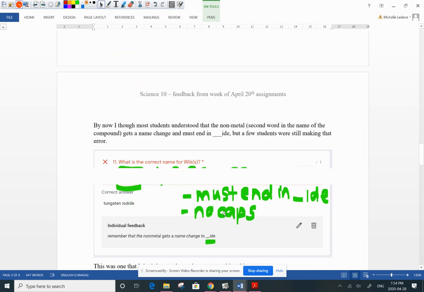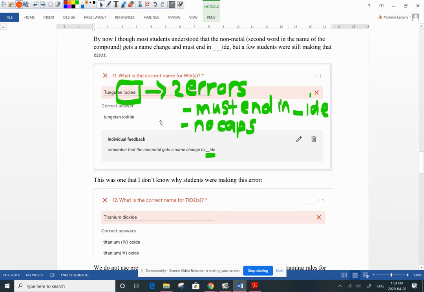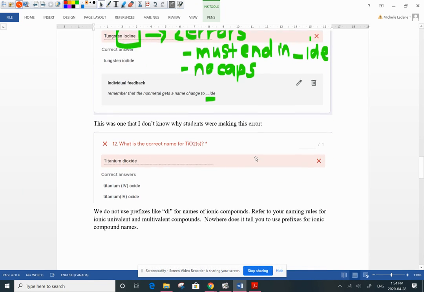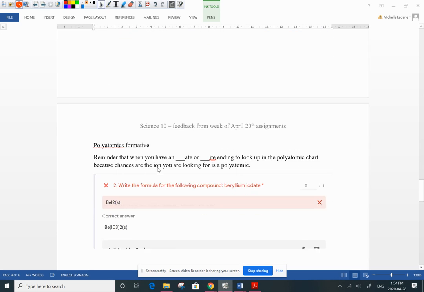Okay, and again, most students are understanding that the ending goes from iodine or nitrogen or oxygen or phosphorus. You have to have an IDE ending. And then I have no idea where this came about. This TiO2 solid: we do not use prefixes when we are doing ionic compounds. This is a no-no. I don't know where that came from. That would have been correctly written as titanium 4 oxide, not dioxide. We do not use prefixes.